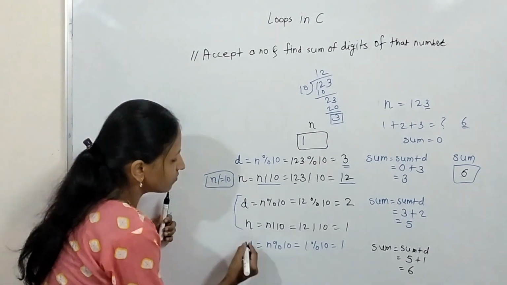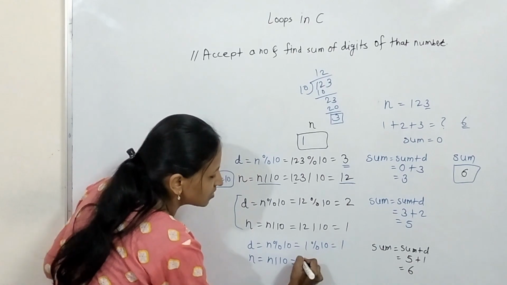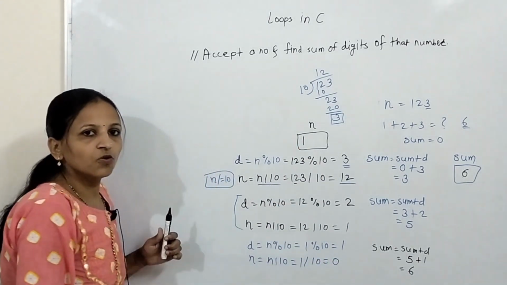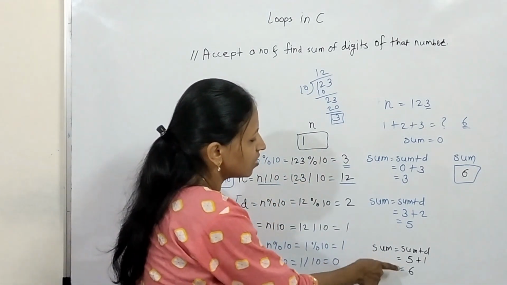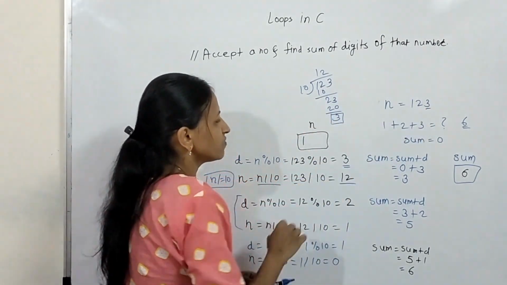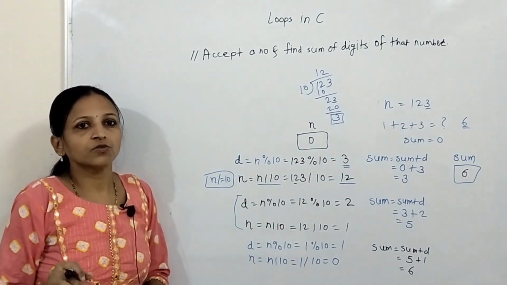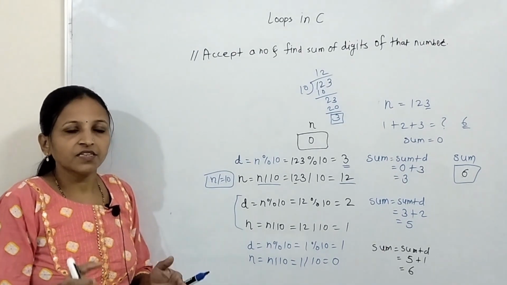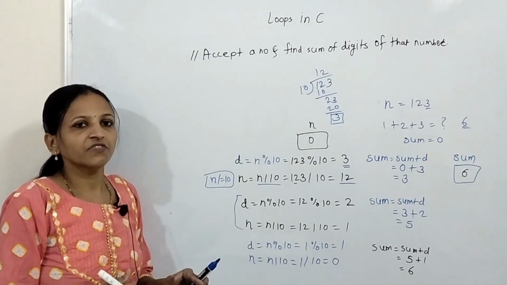But here again we will do this process: n equals n divided by 10. Here n is 1, divided by 10 we will get 0. Now stop here. We have finished this sum, meaning we have already added 3 plus 2 plus 1. Now n is 0, so now we have to stop. Whenever we are repeating some steps, there should be a stopping condition. For repetition we will use a loop here.